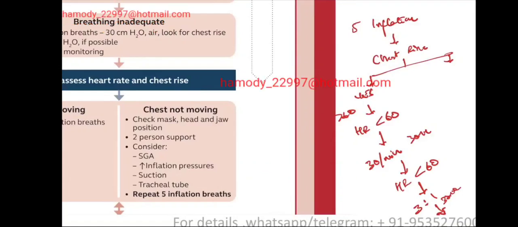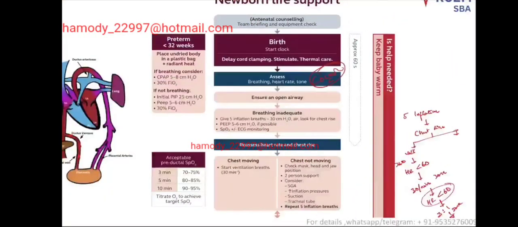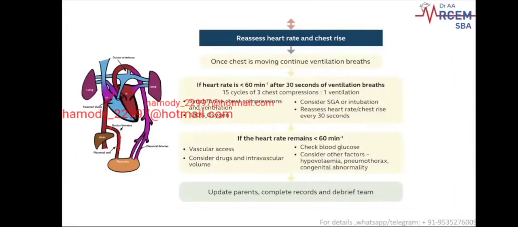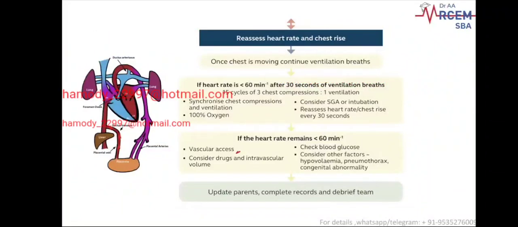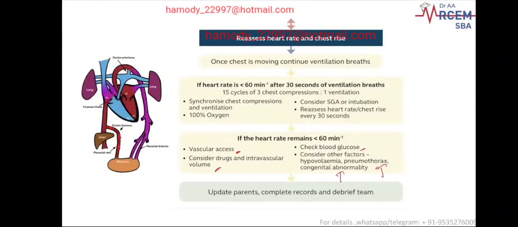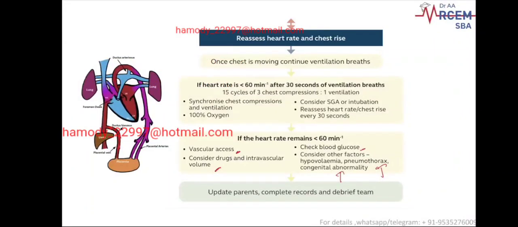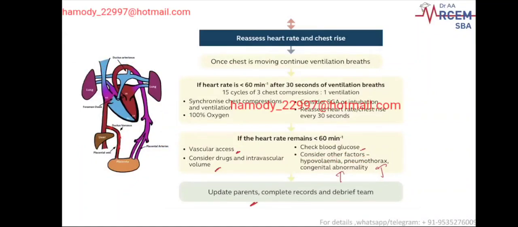After reassessing after 30 seconds, if still the heart rate is on the lower side, what do you do? At this point of time, you go ahead and get an IV or vascular access. You check for any considered drug or whether intravascular volumes are reduced or not. You start checking for the glucose. You're thinking whether the patient is having a pneumothorax or any congenital heart diseases or any other abnormalities and metabolic disorders. By this time, we expect that the neonatologist will be there and you will go ahead and update the parents on what has happened and record everything that you have done so far.